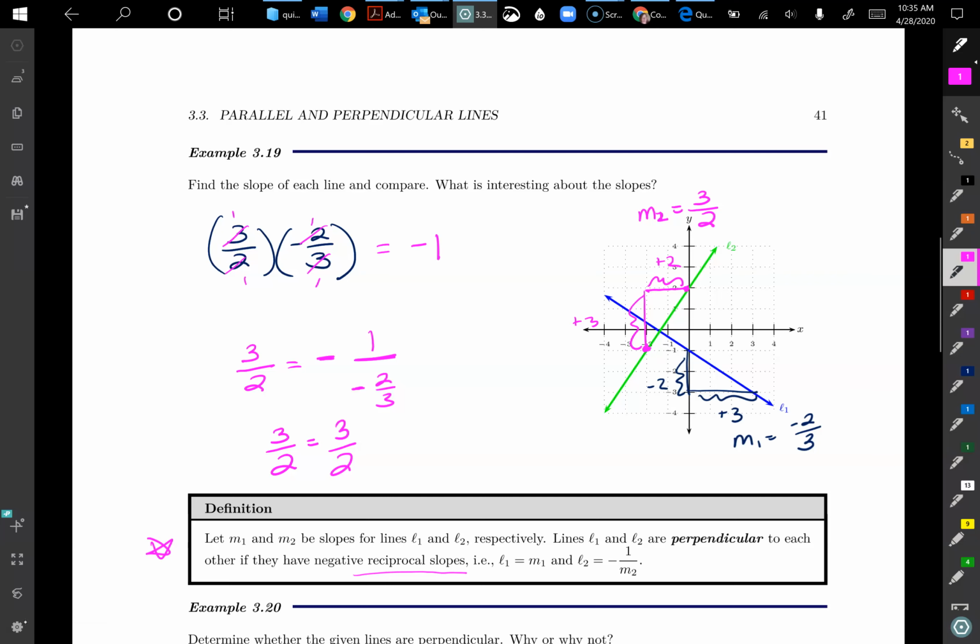You can just notice how line 2's slope is a flip around, the reciprocal of line 1's slope, but it also has the opposite sign. You can also multiply the two slopes together. So if you have m1 times m2, that will always equal -1 if perpendicular. So we're going to say therefore perpendicular. You can write that little symbol there. These 3 dots mean therefore.